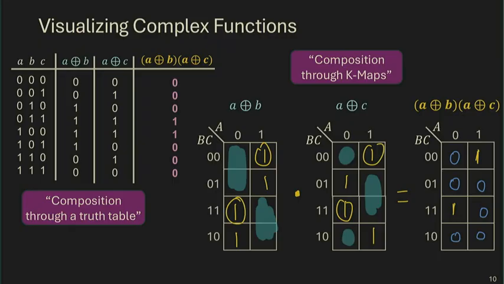And if you compare this with the truth table, in the truth table, output is 1 when input is 0, 1, 1, and 1, 0, 0. In the Karnaugh map, output is 1 when input is 0, 1, 1, and 1, 0, 0. So they really represent the very same function.